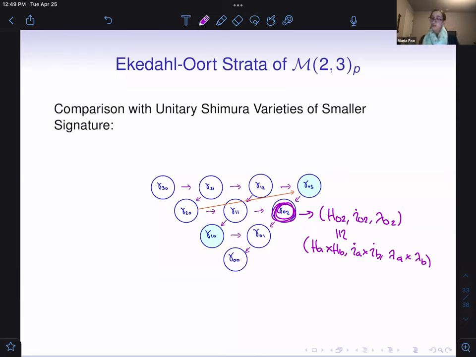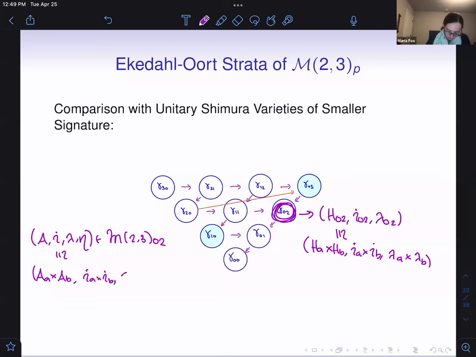And because we know more about these unitary Shimura varieties of smaller signature, we're able to construct a point on our Shimura variety inside our ectoloid stratum, also as a product, where both of these smaller product pieces are supersingular, so therefore the whole thing is supersingular as well. So here, on the level of Shimura varieties, we're using the product map from smaller unitary Shimura varieties to ours, and using facts about the interaction between ectoloid strata and the supersingular locus for these smaller Shimura varieties.